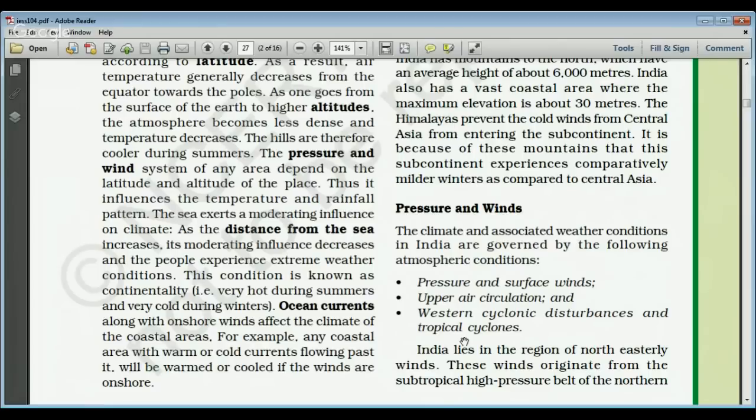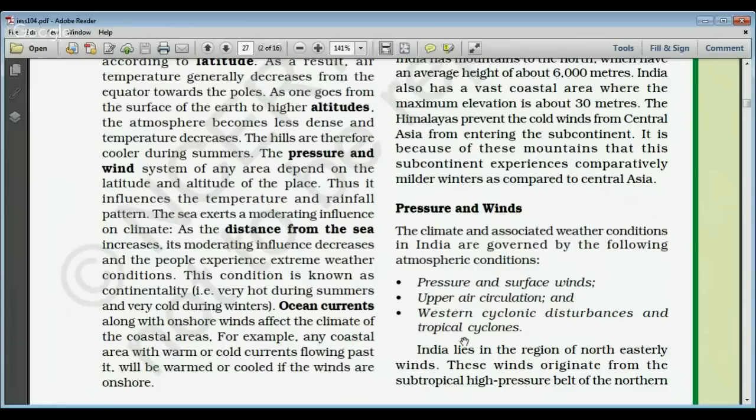Then the other control for the climate is the ocean current. Ocean currents, whenever they pass along any coast, or whenever they come along with any onshore winds, affect the climate of that particular coastal area.